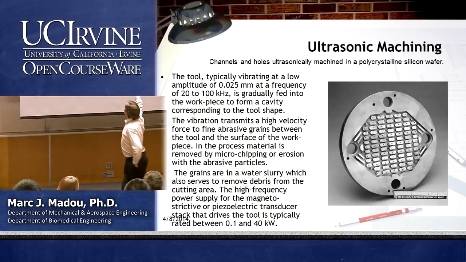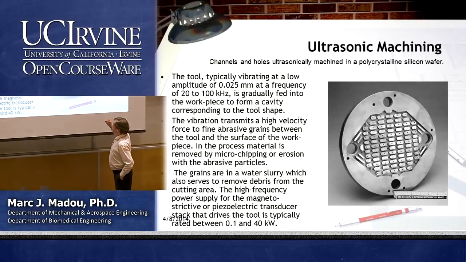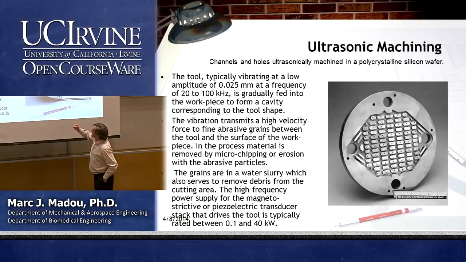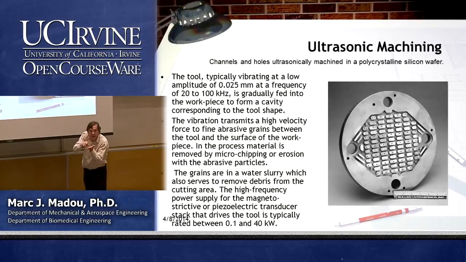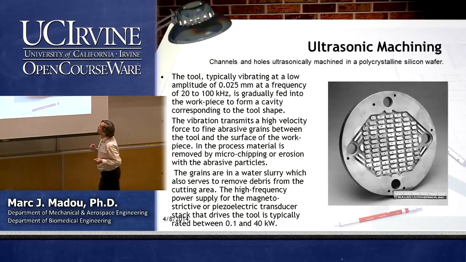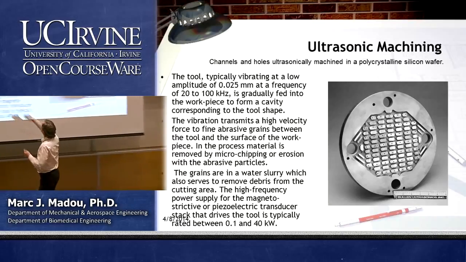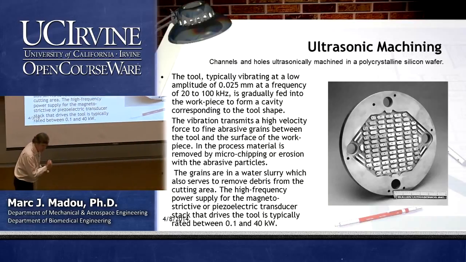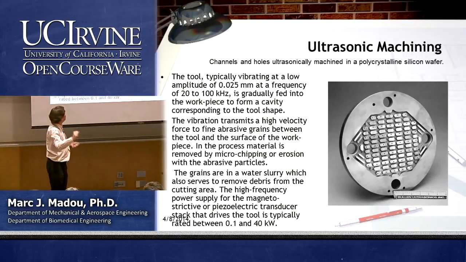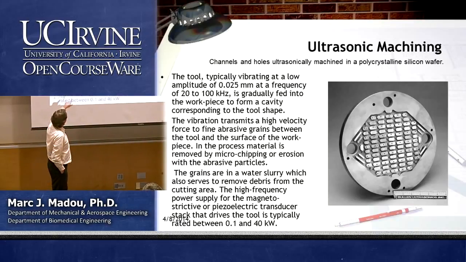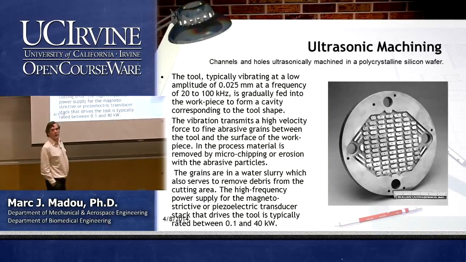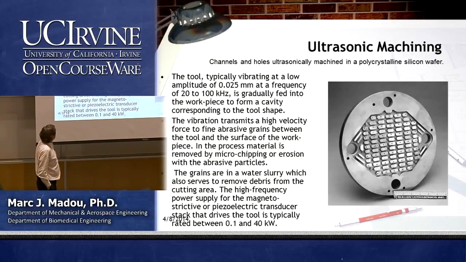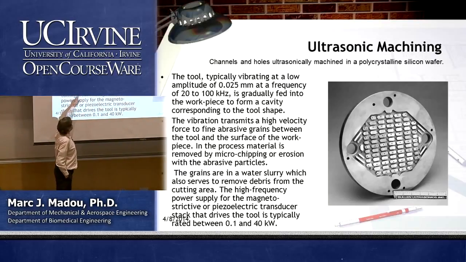The vibration transmits a high velocity force to fine abrasive grains between the tool and the surface. In other words, there needs to be a little bit of space left, right, where the slurry can go and the particles can move up and down. In the process, material is removed by microchipping. So it's like a sandstorm, right? You kick off the material by hitting it with hard particles. Microchipping, or erosion, it's also called. The grains are in a water slurry, which also serves to remove the debris from the cutting area. So the material you're cutting out is removed at the same time.